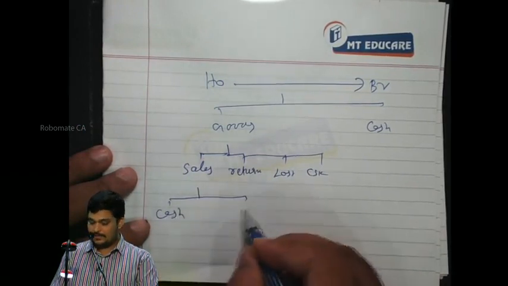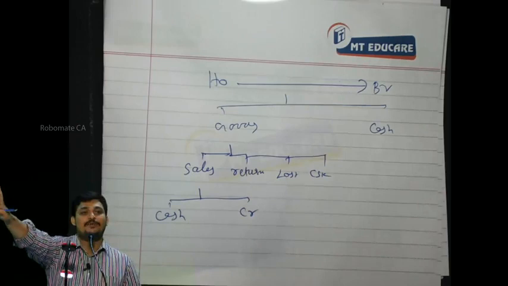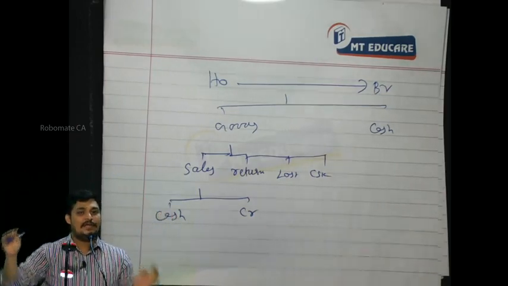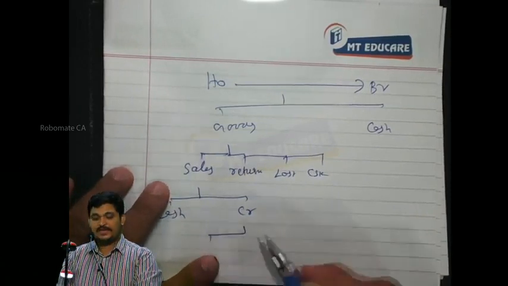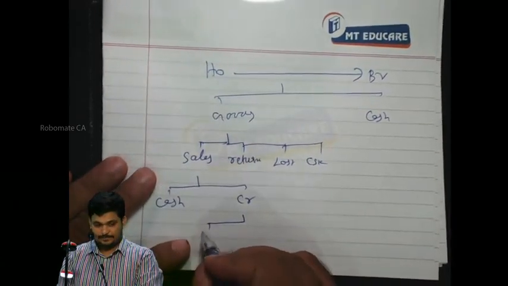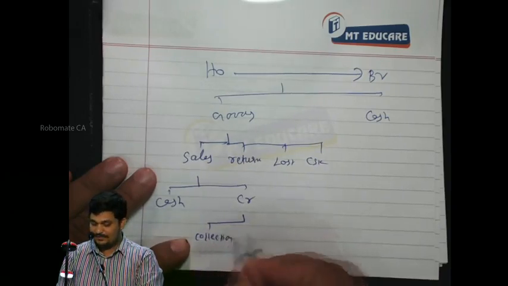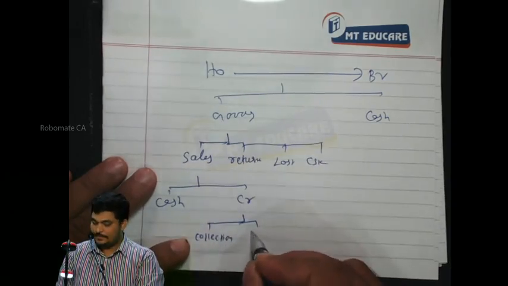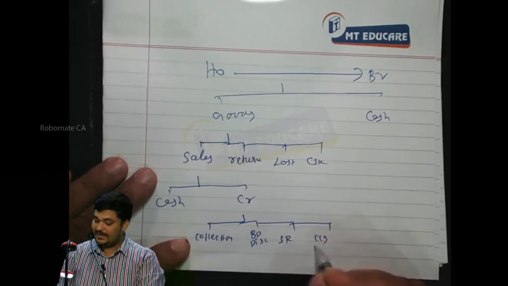Cash sales, credit sales. If the branch is selling on cash basis, that is the end. If the goods are sold on credit, then you will have collection. Later on, discount. Collection, bad debts, discount, sales returns, closing debtors.